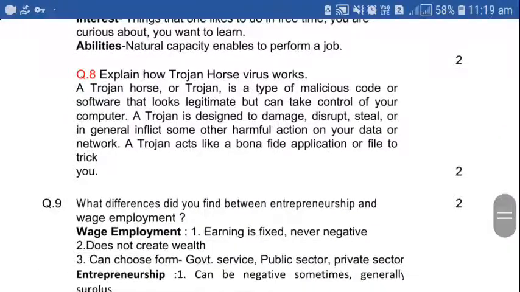Now question number 8, explain how a Trojan horse virus works. A Trojan horse or Trojan is a type of malicious code or software that looks legitimate but can take control of your computer. A Trojan is designed to damage, disrupt, steal, or in general inflict some other harmful actions on your data or network. A Trojan acts like a bona fide application or file to trick you. So this is the answer: the meaning of Trojan horse, and how this virus works.